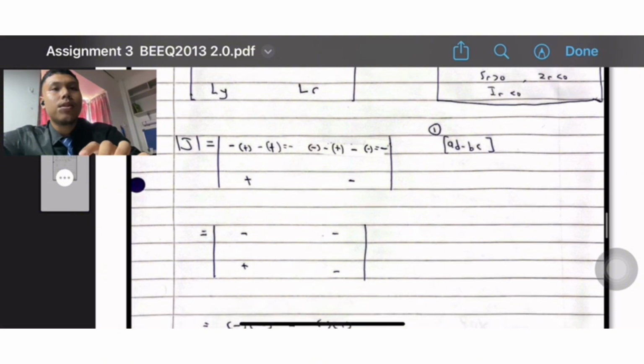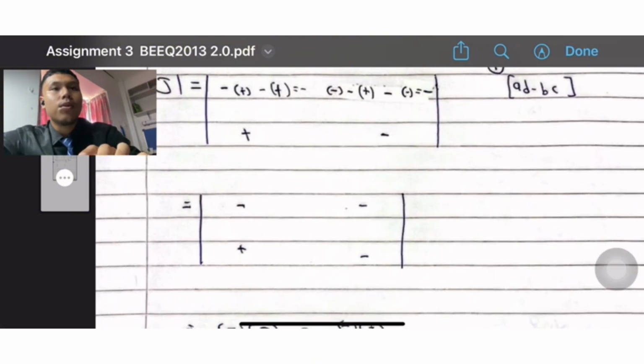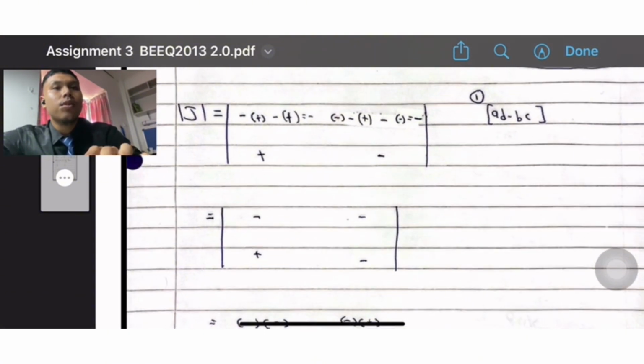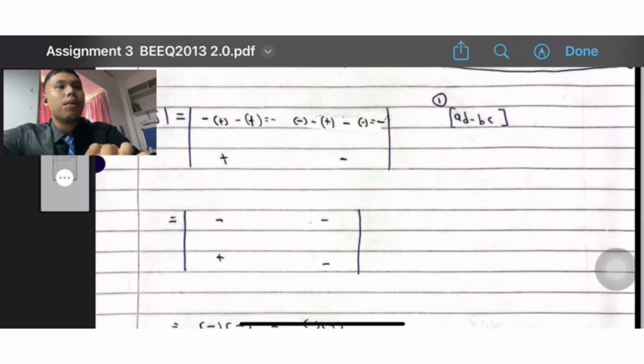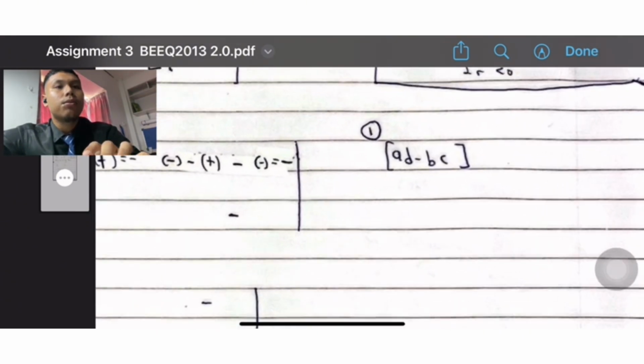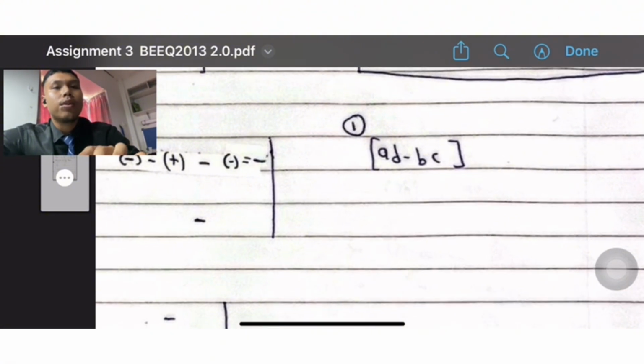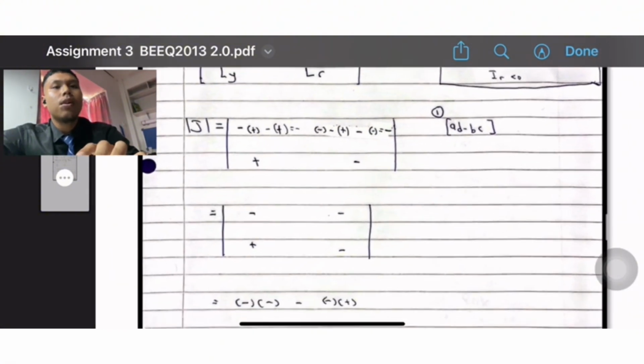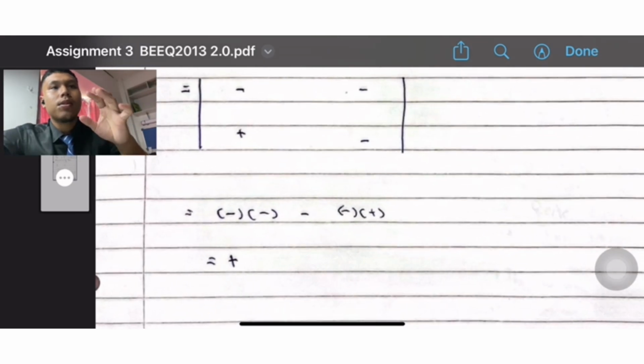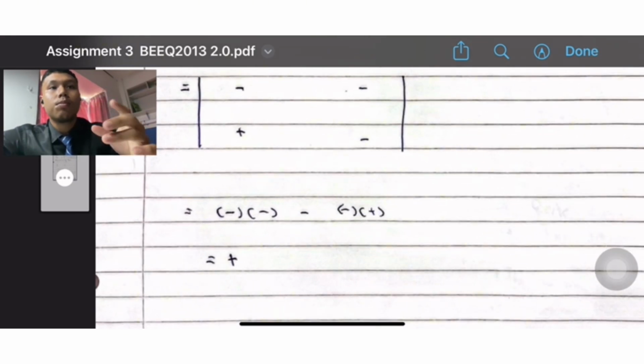And then we apply the same method to Sy, Zy, Ir, Sr and Zr. Then we get the symbols for them, which are negative, negative, plus and negative. And then we use AD minus BC to find the determinant. 2 times 2, we get the answer, which is positive. So we can conclude that the sign for the J determinant is positive.